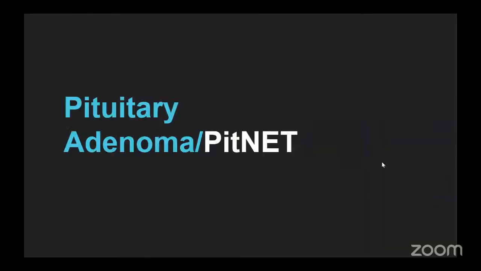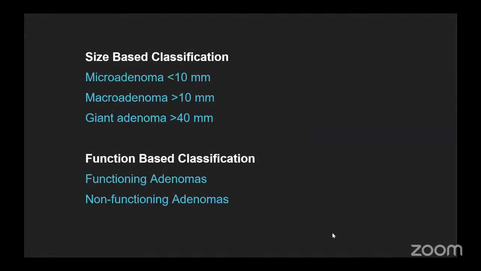Without wasting too much time on the embryology, we are going to move to the pituitary adenomas, which are now called pituitary neuroendocrine tumors in the new WHO classification. The easiest one, you classify them based on the size. Microadenomas are less than 10 mm. Macroadenomas are more than 10 mm. If they are more than 40 mm, then they are giant adenomas.